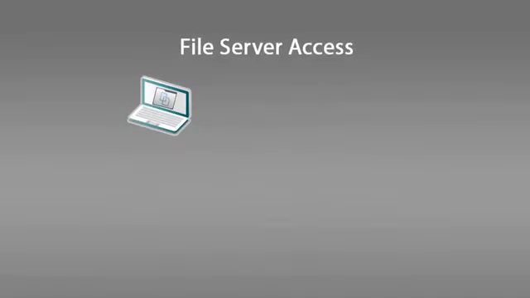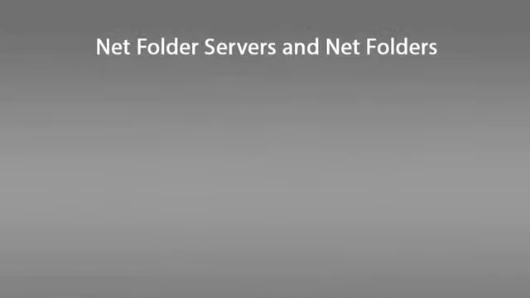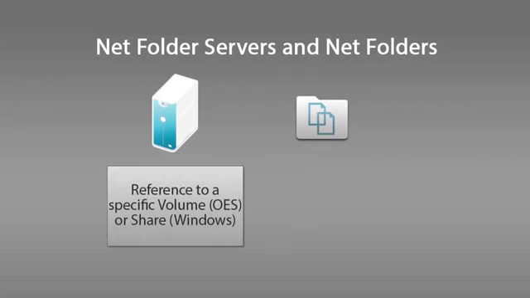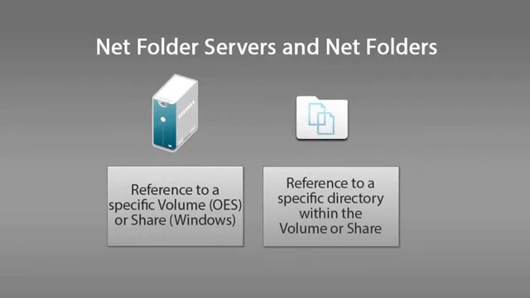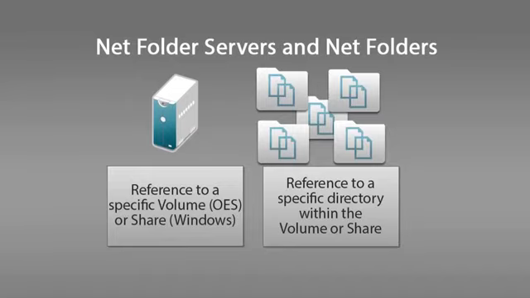Net folders in Filr provide access to files on your corporate OES, Windows, or network file servers by synchronizing file metadata. In essence, a net folder is simply a pointer or a reference to a specific folder on a specific file server. It is important to understand the correlation between a net folder server and a net folder. A net folder server is a reference to a specific volume or share. A net folder is a reference to a specific directory within that volume or share. You can set up multiple net folders from a single net folder server.